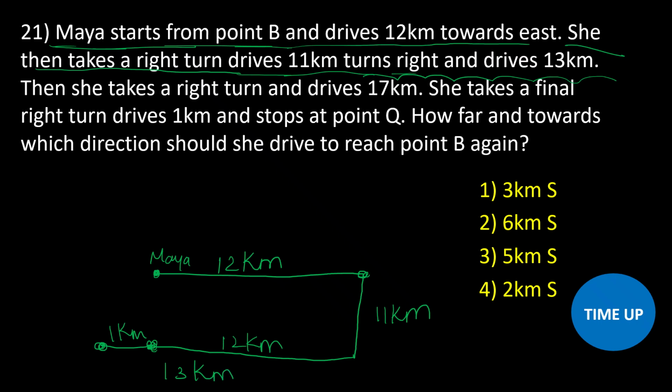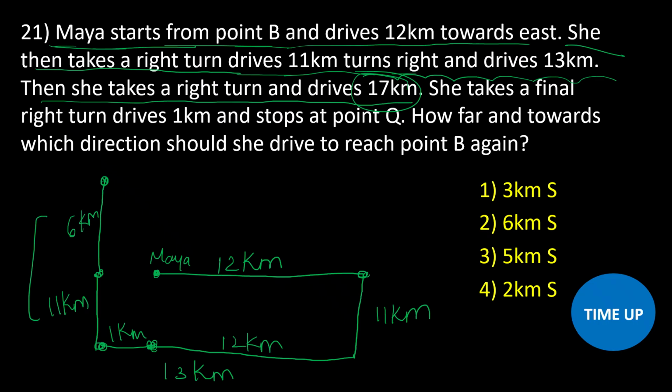Correct? Next, she takes a right turn and drives 17 kilometers. Till here, it is 11 kilometers. So she goes till 17 kilometers. So how much more should she go? 6 kilometers, correct? So the total here will be 17.